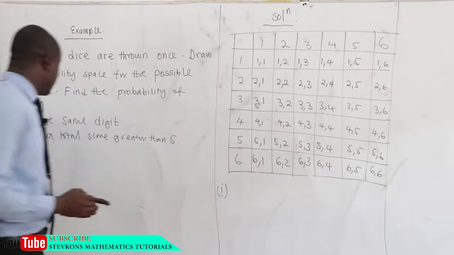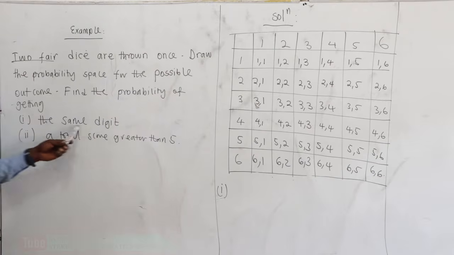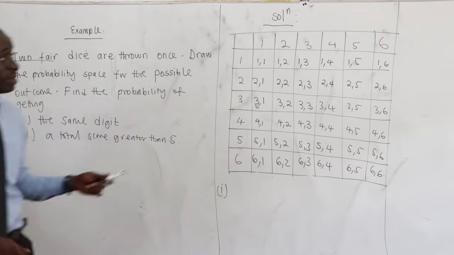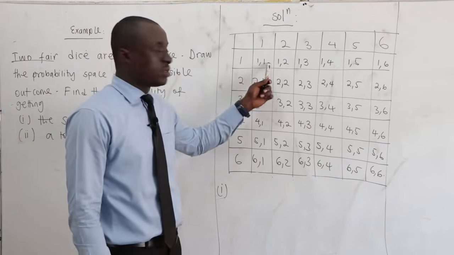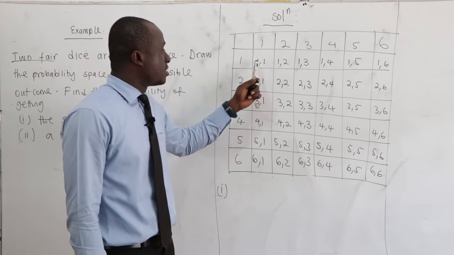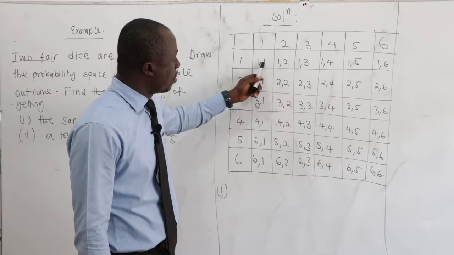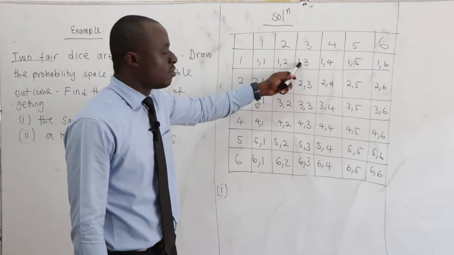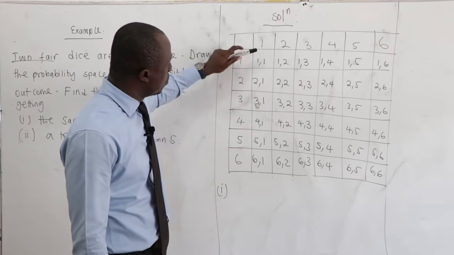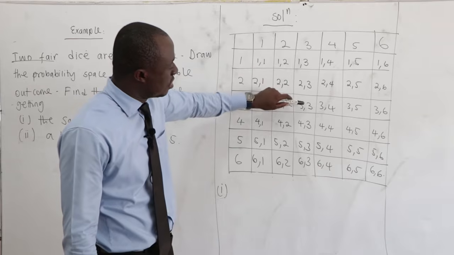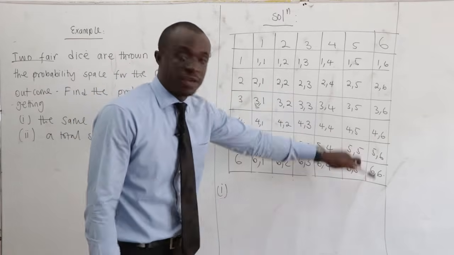Now, the question says that you find the probability of getting the same digit. Same digit, you can see here 1,1. So 1 on the first die, 1 on the second die. So you can see the same digit 1,1. 1,2 is not the same digit. 1,3 is not the same digit. So it's going to be 1,1, 2,2, 3,3, 4,4, 5,5, 6,6.